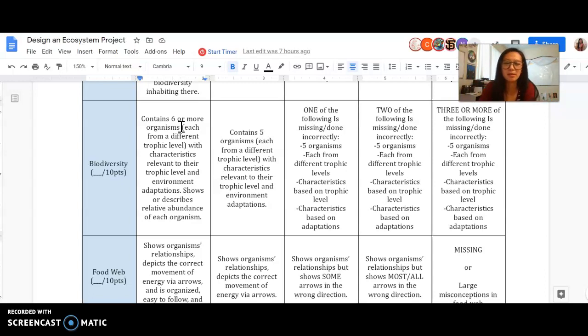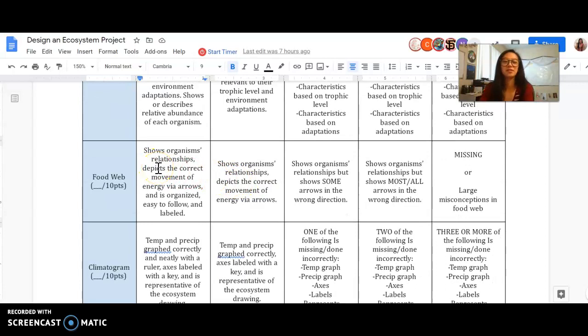The other thing that I'm going to be looking for, like really great credit, is if it shows or describes the relative abundance of each organism. So we learned in the energy pyramids that even in terms of number, we have a lot of producers, fewer primary consumers, fewer secondary consumers, and so on, and it creates this kind of funky pyramid. So if you can show that in your drawing, that would be super great.